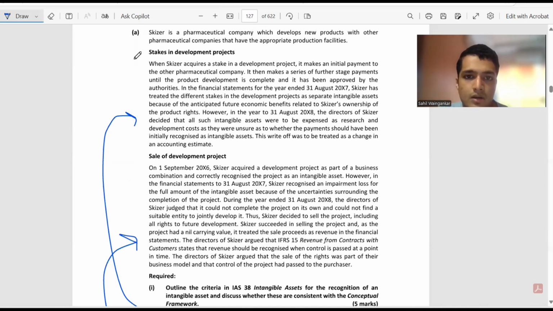So, when Skizer acquires a stake in a development project, it makes an initial payment to the other pharmaceutical company. It makes a series of further payments until the product development is complete and approved by the authorities. In the financial statements for the year ended 31st of August 17, Skizer has treated the different stakes in development projects as separate intangible assets because it anticipated future economic benefits related to Skizer's ownership of the product rights.